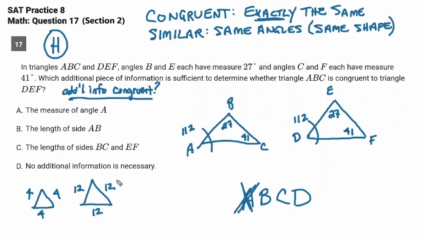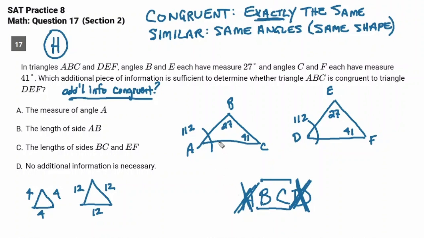Okay, let's look at D. No additional information is necessary. We need something, right? Because we don't know anything about the sides. So if you know anything about what congruent means, anything about any geometry, you ought to be able to get this down to B and C.